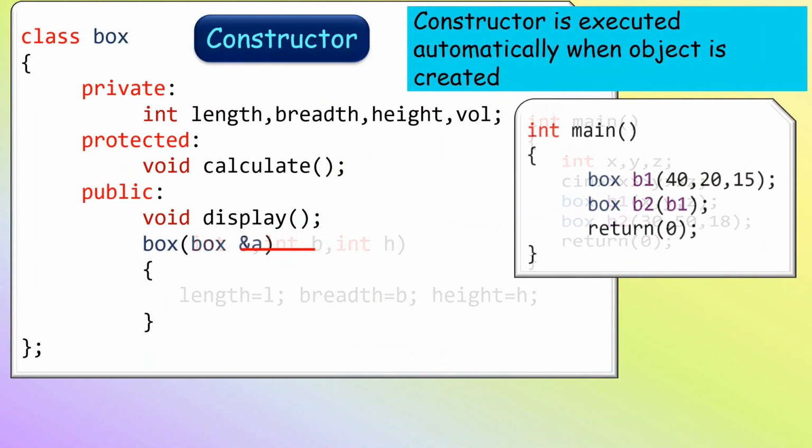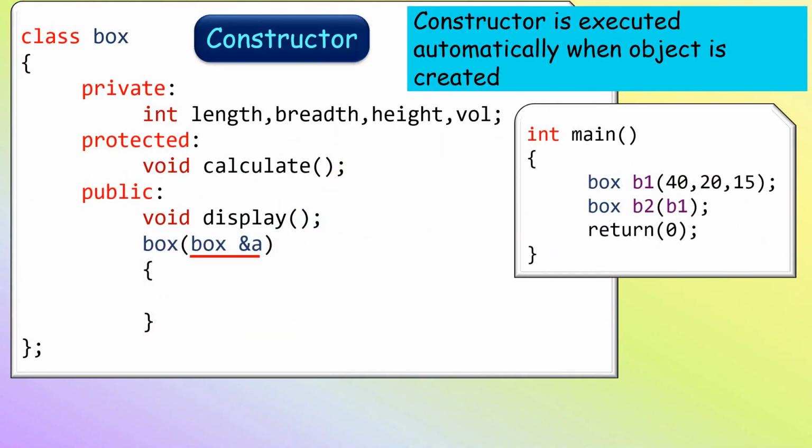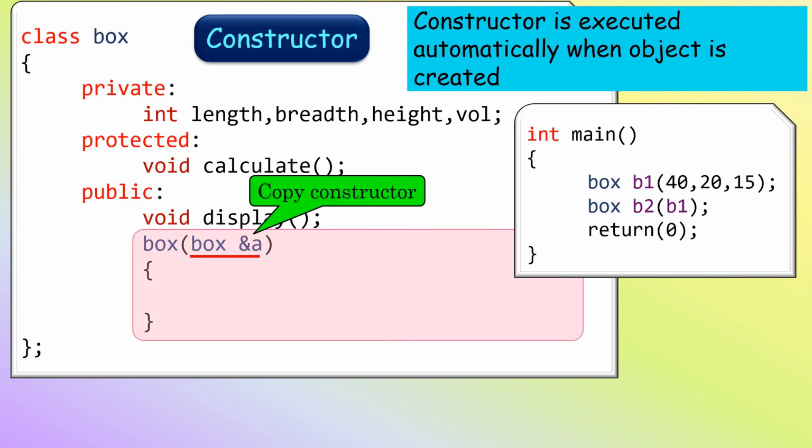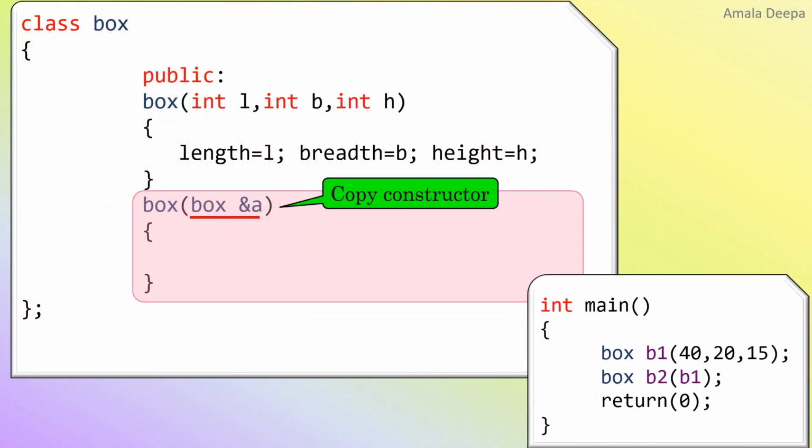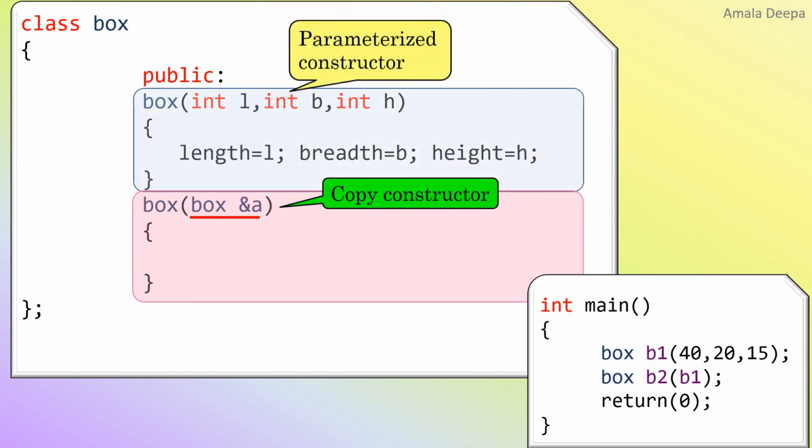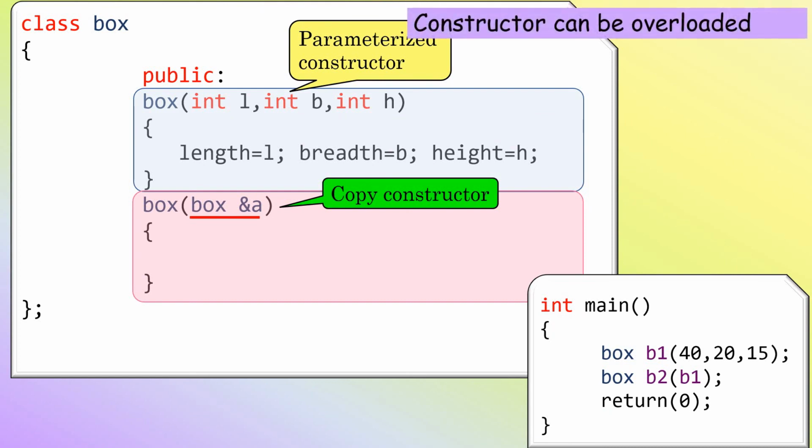Look at the parameter of this constructor. Box ampersand A. Box is the class name and ampersand A is a reference object. When a constructor has this type of parameter, it is called a copy constructor. In the same class, we can have more than one constructor. Here I have shown a parameterized constructor and a copy constructor. Therefore, within a class, you can define more than one constructor. This is because constructors can be overloaded. You will learn about overloading in chapter 15.